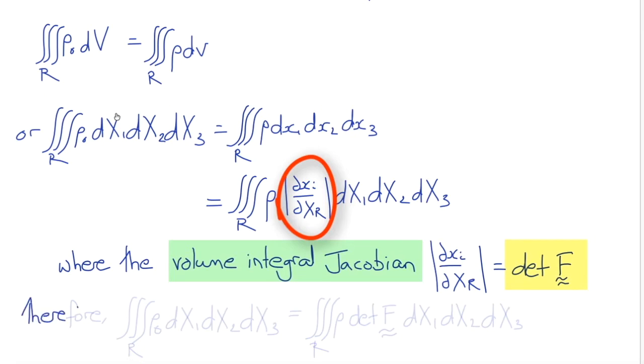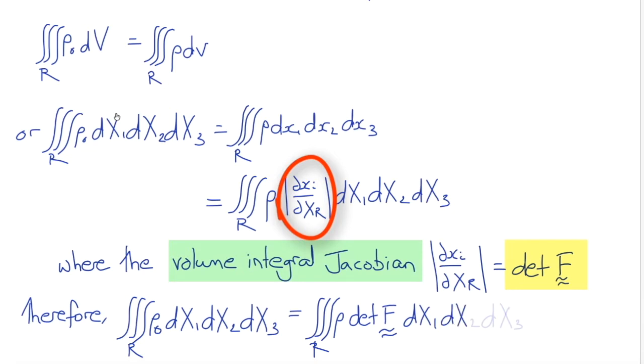So therefore, we can now write our integral equation as the triple integral over R of rho naught, the undeformed density, with respect to undeformed coordinates, dX1, dX2, dX3, is equal to the triple integral over R of rho, the deformed density, times the determinant of F, dX1, dX2, dX3.